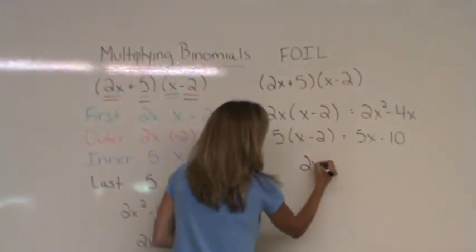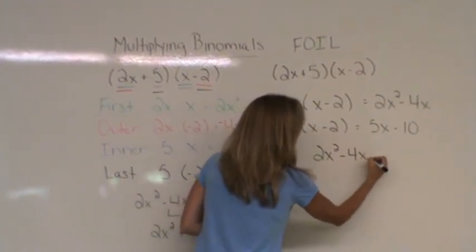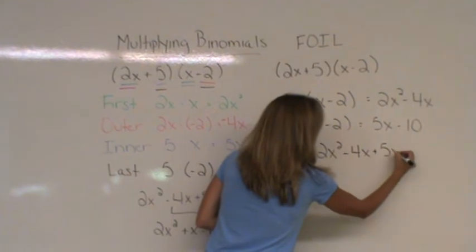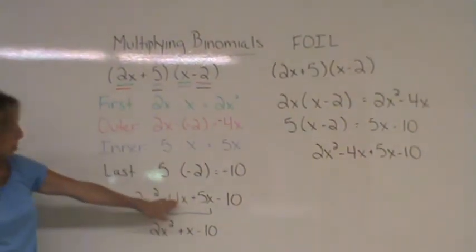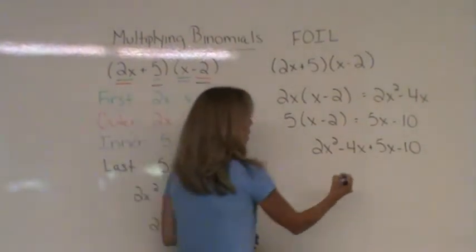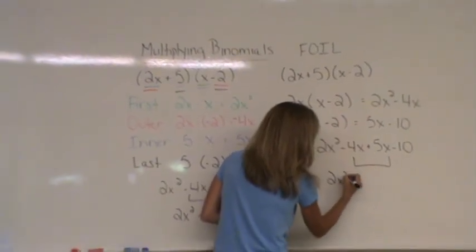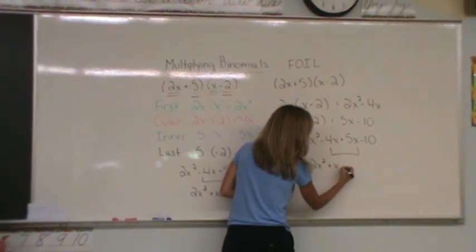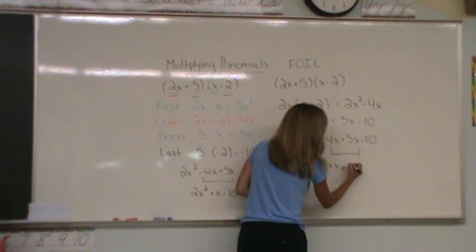So combining this, what do we end up with? 2x squared minus 4x plus 5x minus 10. Okay, same as you ended up here. Combining these, 2x squared plus x, minus 10.